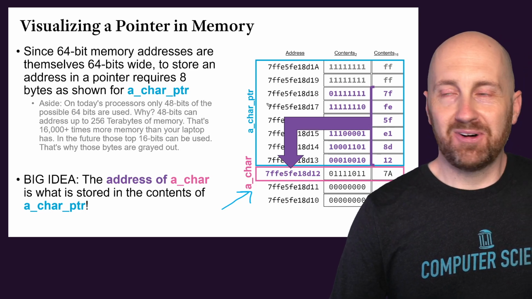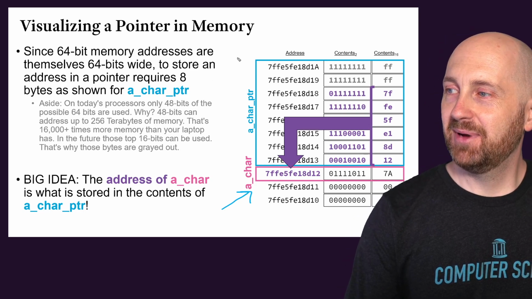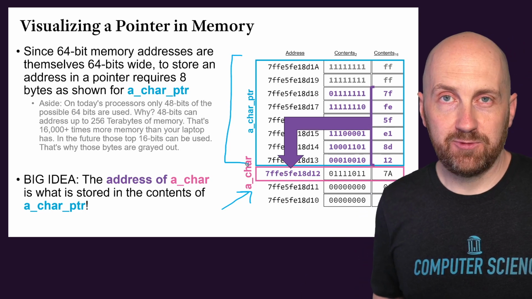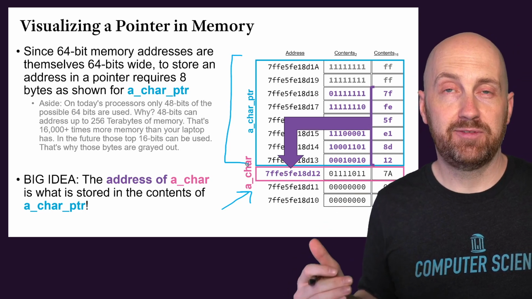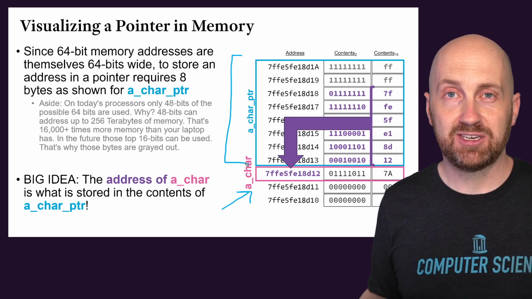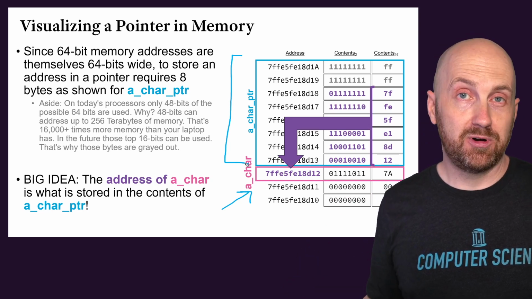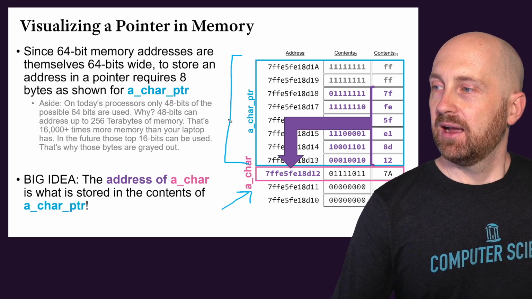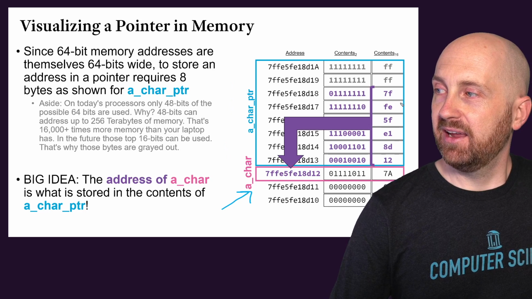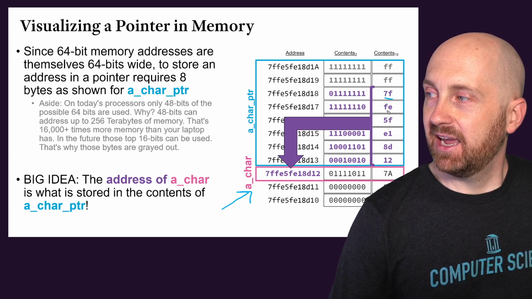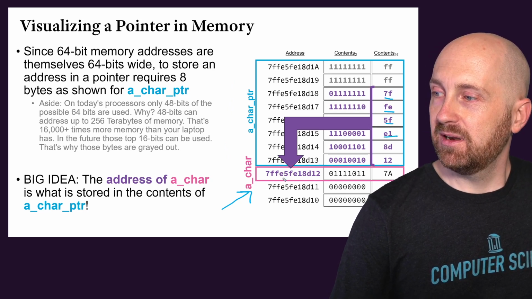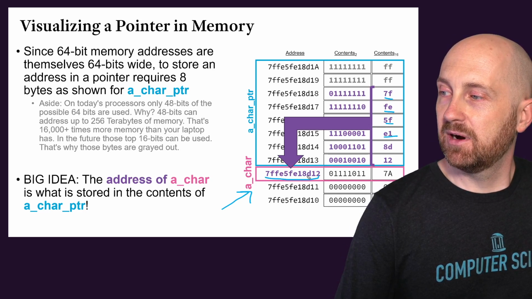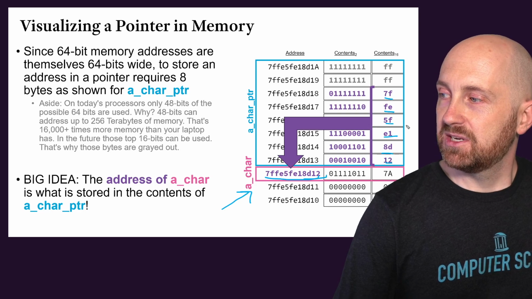And then what's really cool and actually kind of crazy is if we imagine, well, what does a char pointer look like? Well, again, because we're working in a 64-bit system, that means the addresses of our memory in our virtual memory space are going to be 64 bits wide. So in order to store an address, we need 8 bytes of memory to be dedicated to it. And so a char pointer, if we were to look at it, you would notice that it's 7f, fe, 5f, e1, 8d12. And that's the address of a char, right?